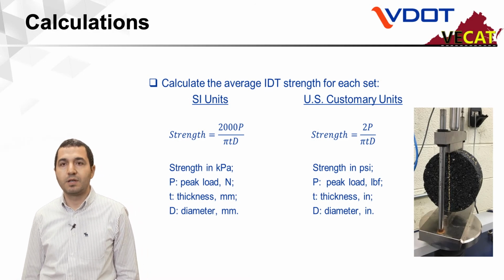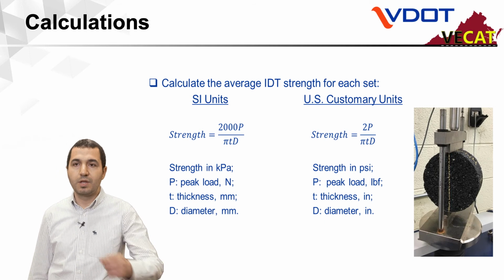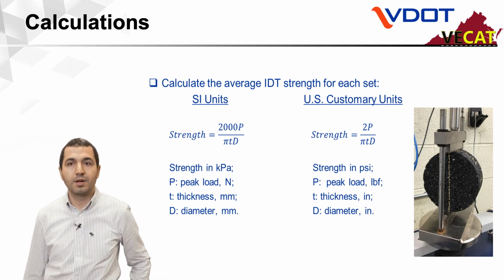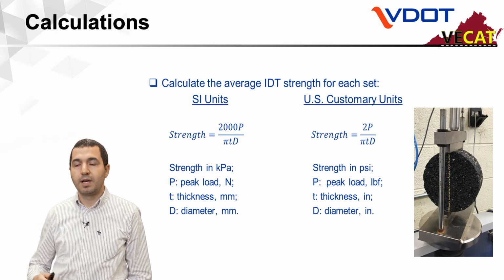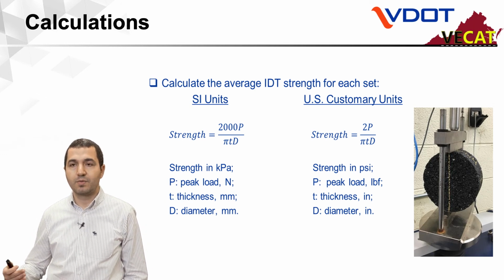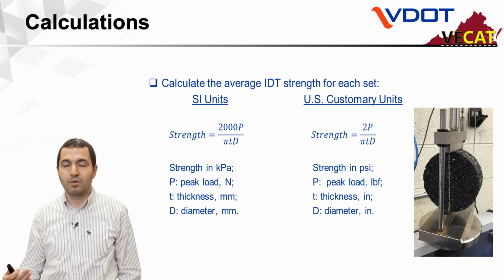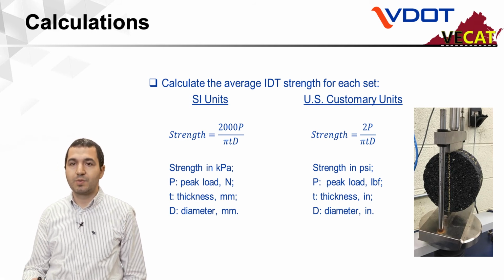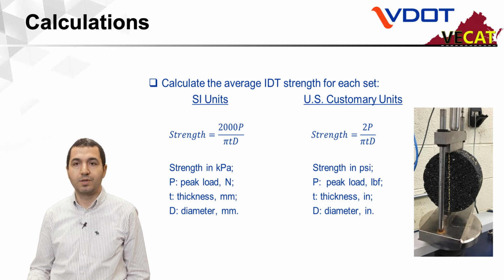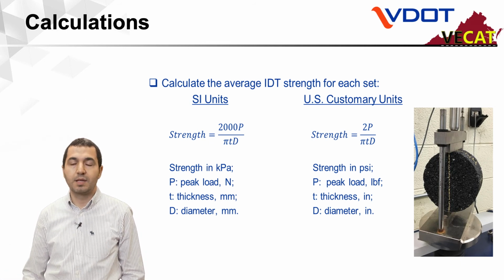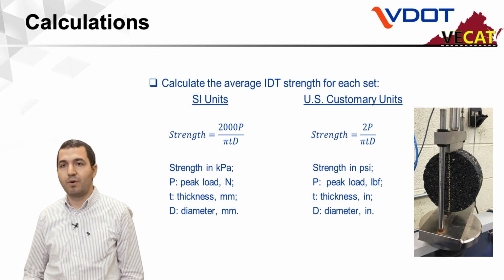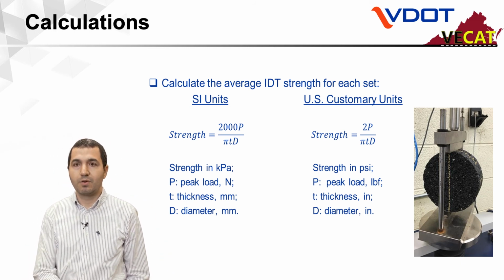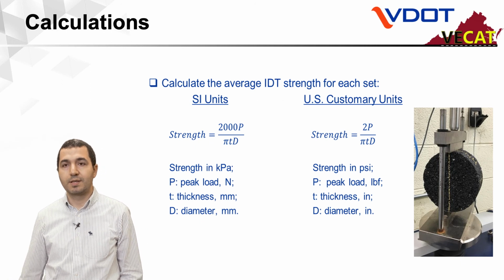Calculations of strength parameter. Depending on the units that you use, here are the equations. Basically, once you have the test done, extract load versus displacement curve, and determine the peak load from that curve, and then you have your specimen thickness and diameter also determined, and then just plug in the numbers and solve for that equation to determine your strength for your dry set or unconditioned set and for your wet set or conditioned set.